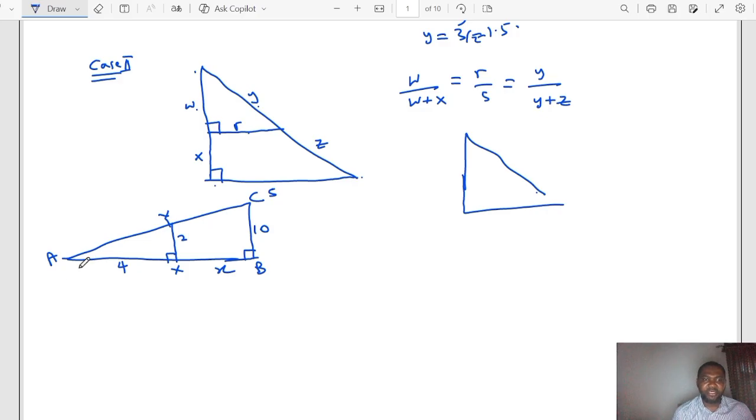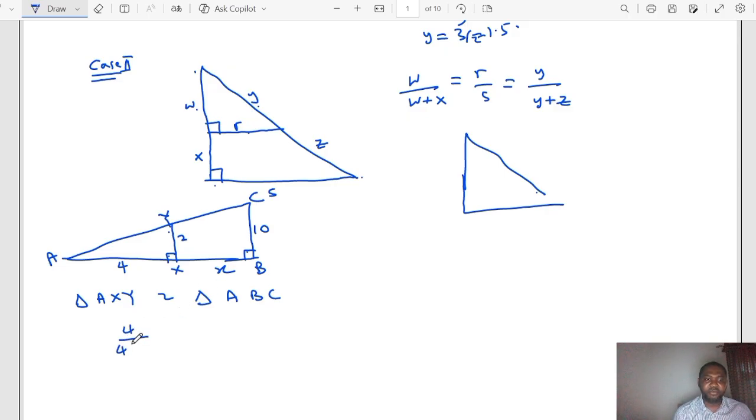You can see that triangle AXY is similar to triangle ABC. They are similar because they have the same angle. This angle is the same as here, this angle is the same as here, and both of them share this angle. Quite easy.